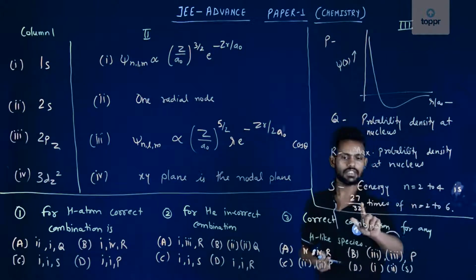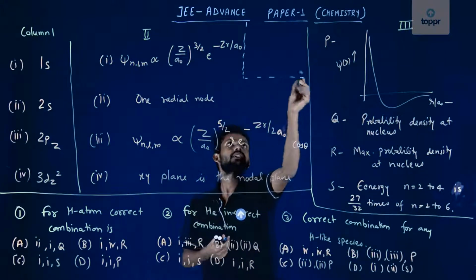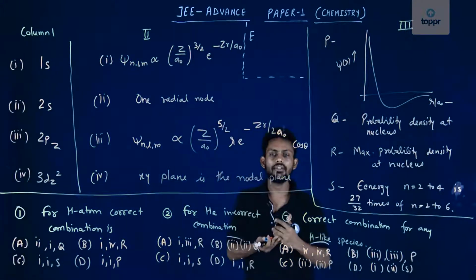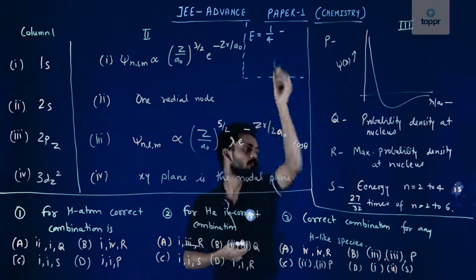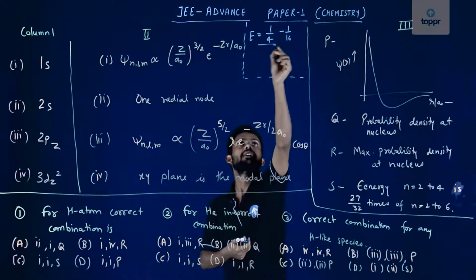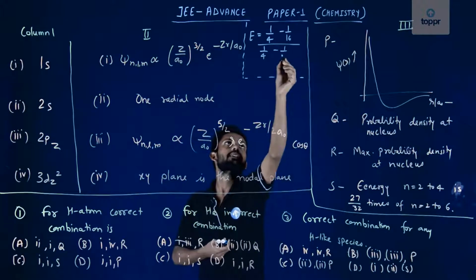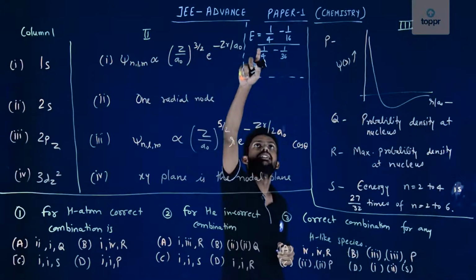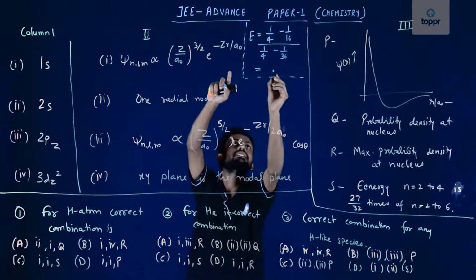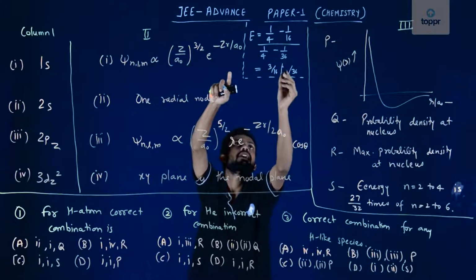The transition N equals 2 to 4 is 27 by 32 times the transition N equals 2 to 6. So let us try to solve. I don't have much space, so let us solve here. Energy is proportional to 1 by N1 square minus 1 by N2 square. For 2 to 4, it is 1 by 4 minus 1 by 16. Divided by, since I need the ratio, N equals 2 to 6, that is 1 by 4 minus 1 by 36. So this is going to be 4 minus 1, that is 3, over 16, divided by 9 minus 1, that is 8, over 36.